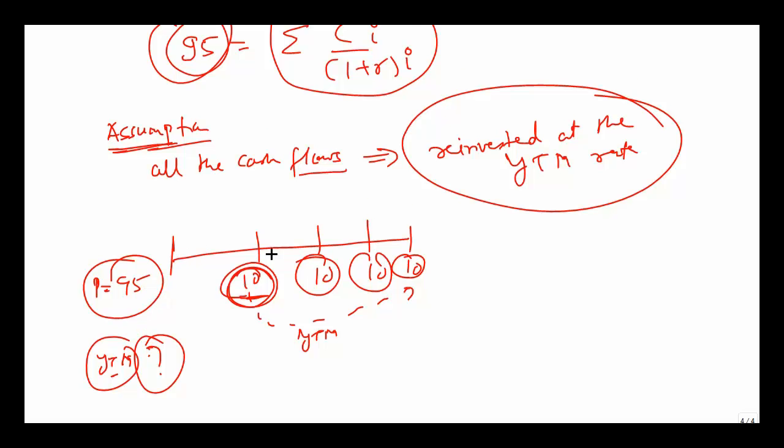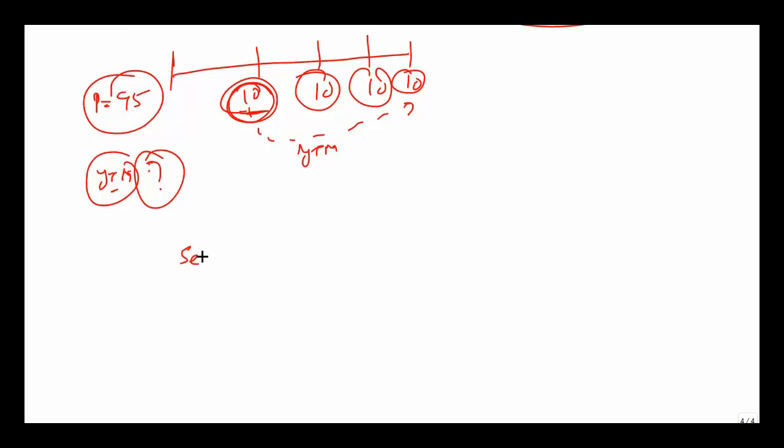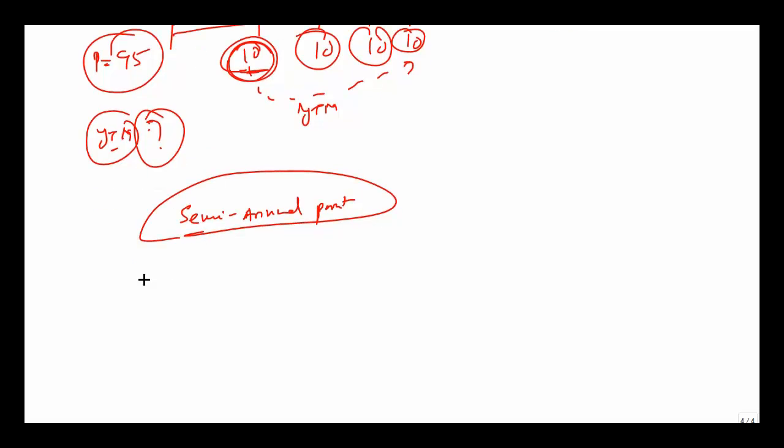Now in the US, you find that most of the bonds make semi-annual payments. Most of the bonds, treasury bonds, make semi-annual payments. So typically the YTM is covered as a semi-annual rate.